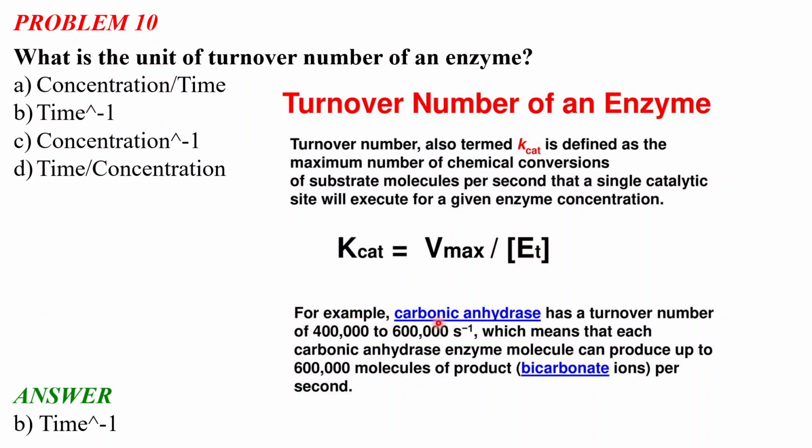For example, carbonic anhydrase has a turnover number of 4 lakh to 6 lakh second inverse, which means each carbonic anhydrase enzyme molecule can produce up to 6 lakh molecules of the product, that is bicarbonate ion, per second. So per second, or time inverse, is the unit of the turnover number. Now I will go to the next problem.